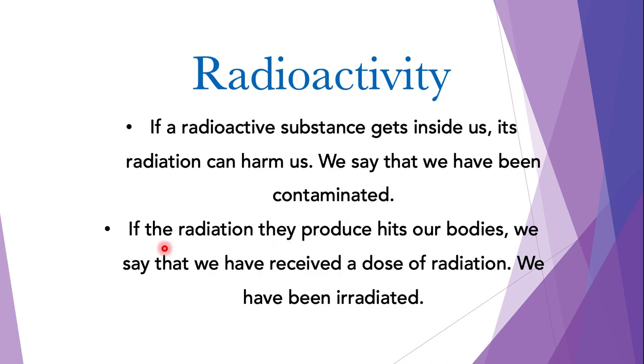And two, if the radiation they produce hits our bodies, we say that we have received a dose of radiation. We have been irradiated. So contaminated and irradiated are two different things. Contamination occurs when a radioactive substance gets inside us, and irradiation occurs when the radiation hits our bodies. So it doesn't get inside us, but it hits our bodies from the outside. So we have been irradiated.